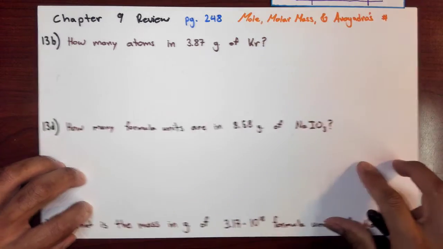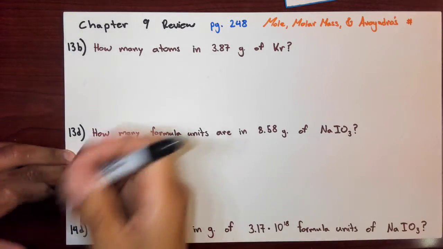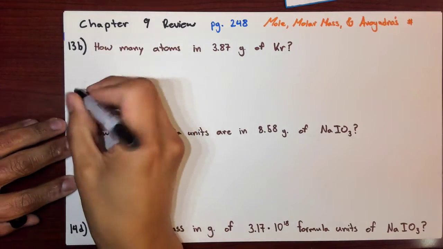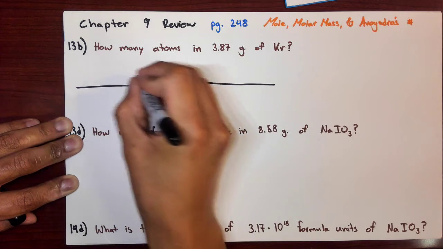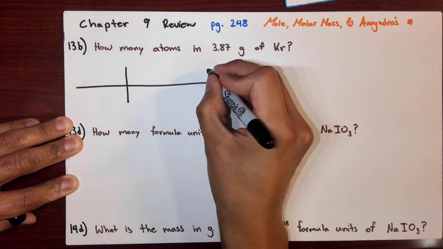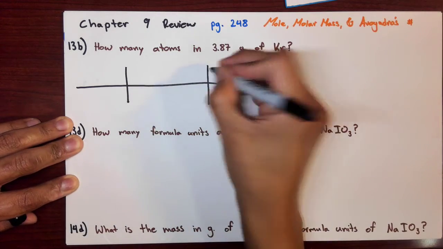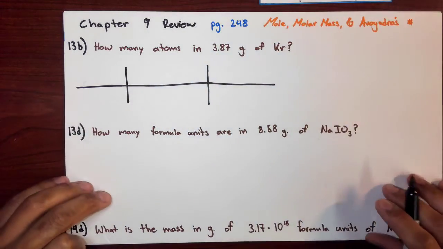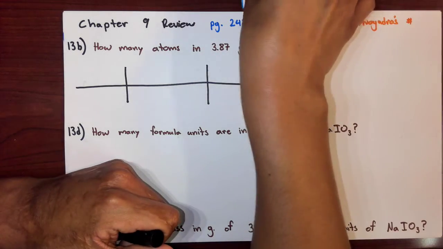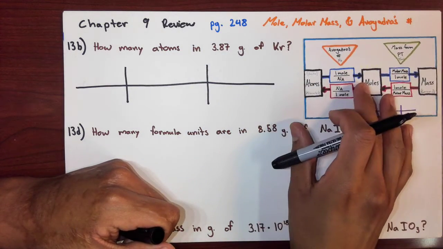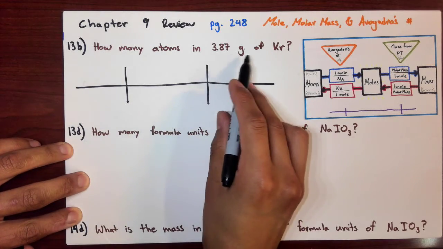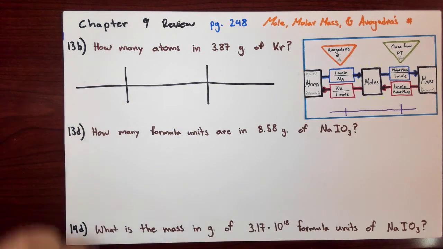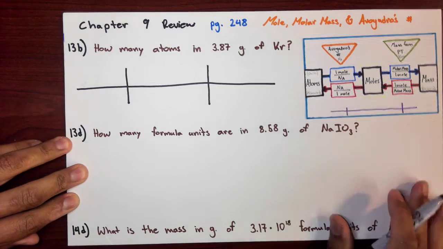So I'm going to move this up here so we have enough space to work with. Okay, so let's set up that bridge. We know that we need to set up a bridge with two columns in it, okay? And we know that in the middle we're going to have to pass by moles, okay? So let me go ahead and put this on here so you guys can continue to see it. Alright, so we are starting with grams. So we have 3.87 grams of krypton. Let's go ahead and write that down.